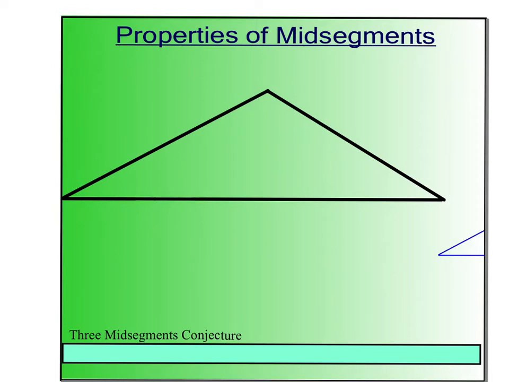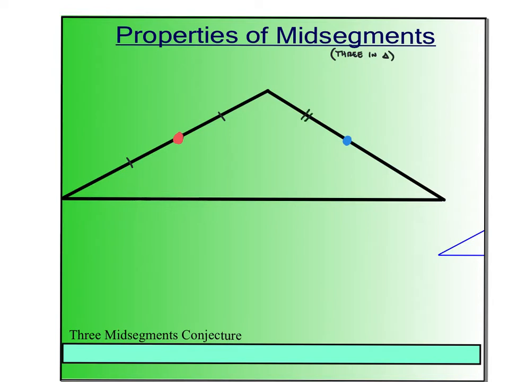Alright, so let's start with a mid-segment in a triangle. In order to draw the three mid-segments, there are three of them in a triangle, first we have to find the midpoint of each of the sides. So let's call that the midpoint there, and this red point. Now let's find the midpoint of this side.